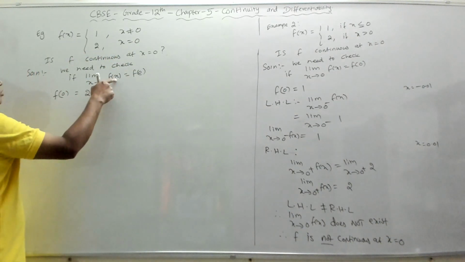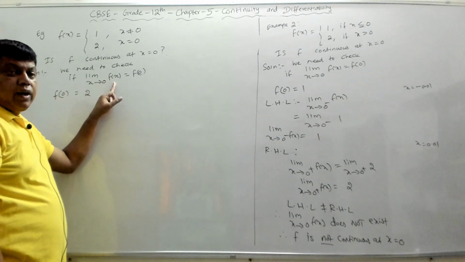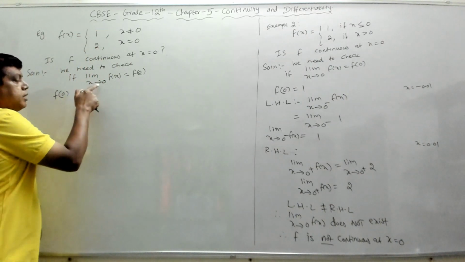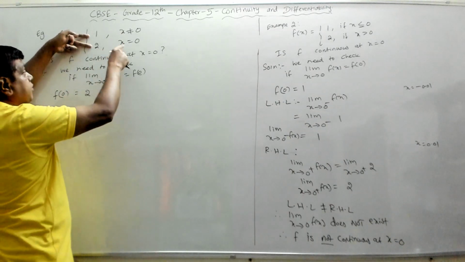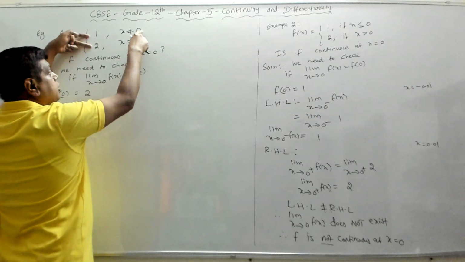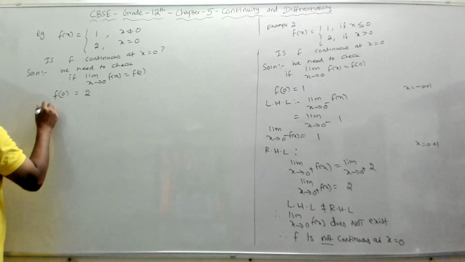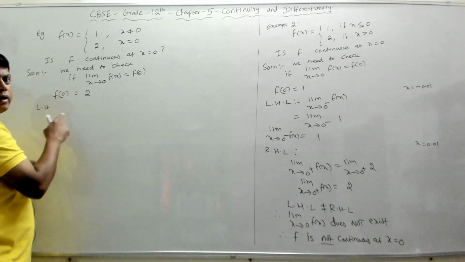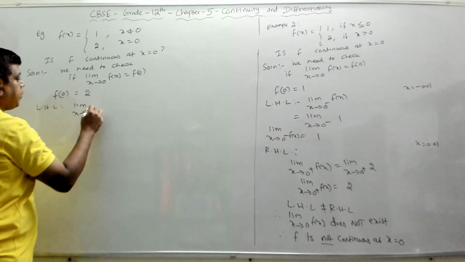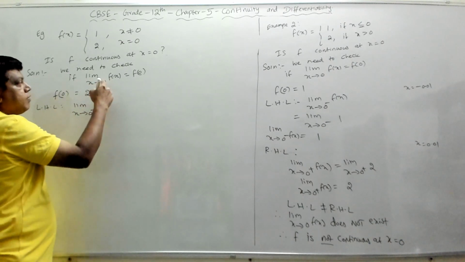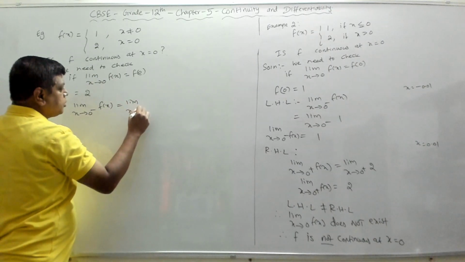Now let's find limit x goes to 0, f of x. To find it, we will find the left hand limit and right hand limit, because when x approaches 0, your function has two definitions based on the value of x, and that value of x changes near 0 at this point. So we must find the left hand limit and right hand limit. The left hand limit is limit x goes to 0 minus, f of x.